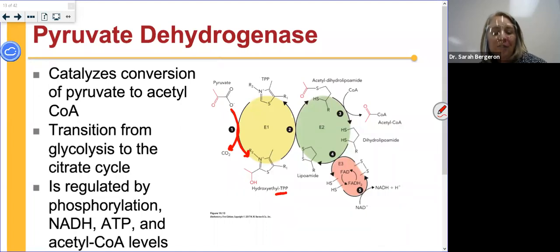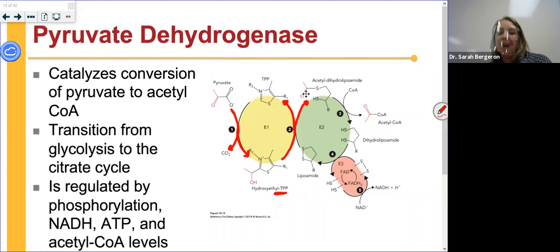Once we have it attached to TPP, now we're going to go this way, right? And if I want to follow, let's follow the red stuff first. Where do those 2 carbons go? Remember we said we swapped them from TPP to the alpha lipoamine. So here they are. But at the same time, what have you done? You've regenerated TPP to go again.